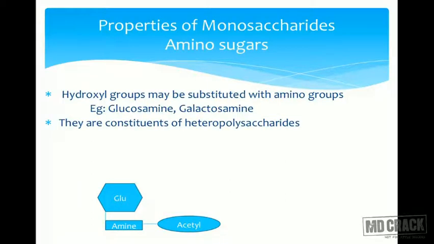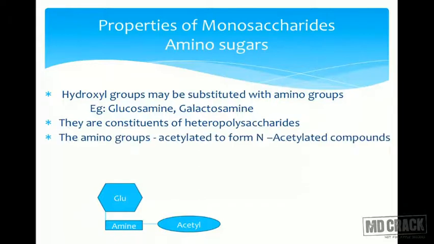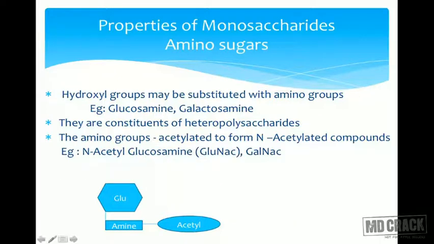All these monosaccharides can be aminated, can be substituted with an amino group, like glucosamine, galactosamine. Why am I talking about this? I'll be talking in detail about this when we get to the heteropolysaccharides. The amino groups can also be further acetylated to form N-acetylated compounds, N-acetylglucosamine, N-acetylgalactosamine. Please look here: glucose which has an amine derivative and which has been acetylated. This is a simple way of looking at the properties of monosaccharides.